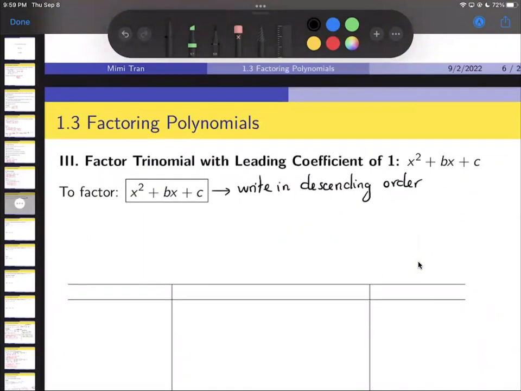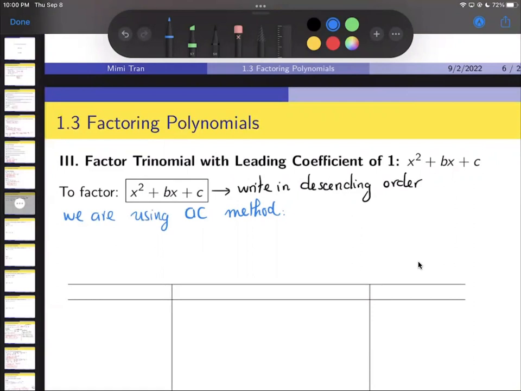Write in descending order, meaning it's the largest degree, and then you go less and less as you move to the right. We're gonna use the AC method. What does that mean? If I give you a trinomial like this, when I say trinomial, I mean it has three terms, right?